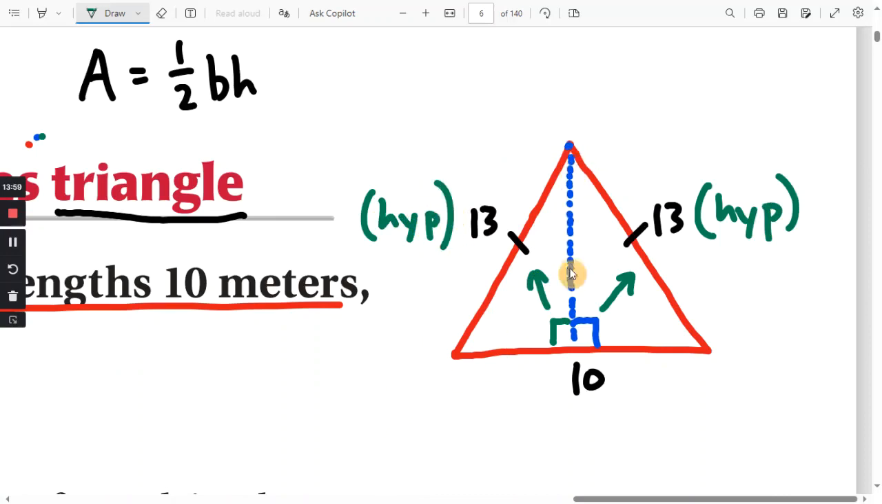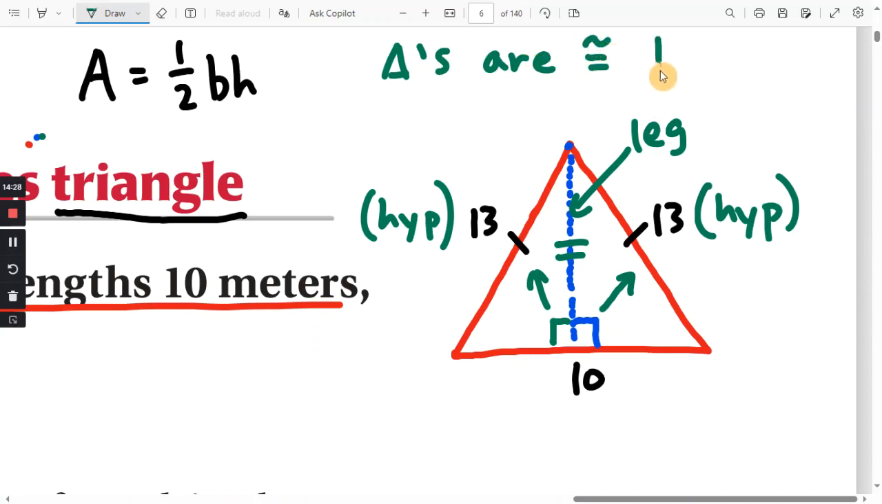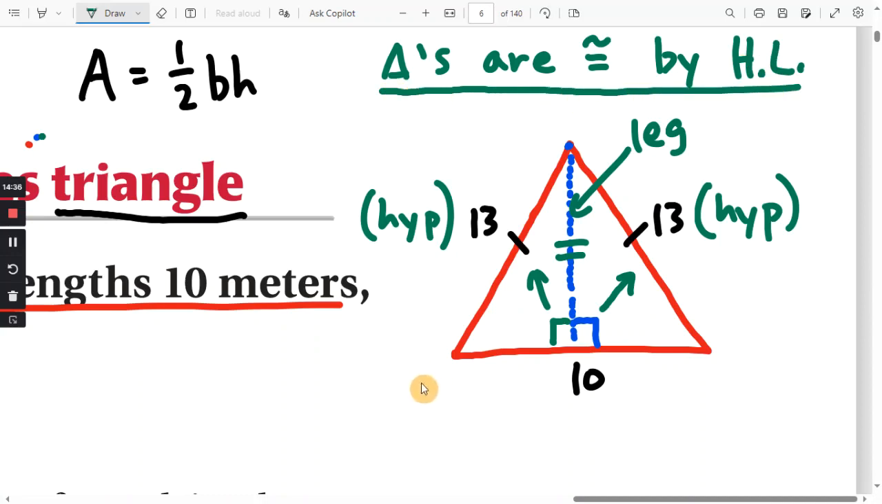And this side here, if you consider this as 2 triangles, this side here is congruent to itself. Okay, this is actually a leg. This part in blue, that's actually a leg. So the one on the left and the one on the right, these 2 triangles are congruent. And how are they congruent? They are congruent by HL, hypotenuse leg. Those triangles are congruent. The one on the left is the same as the one on the right.